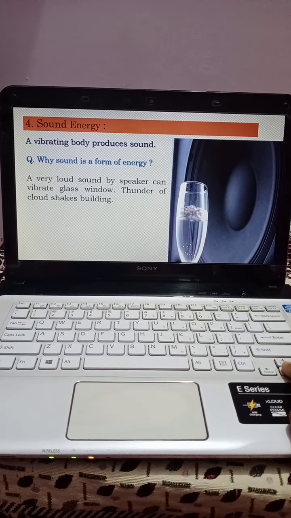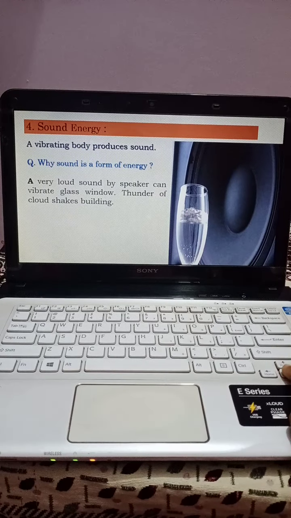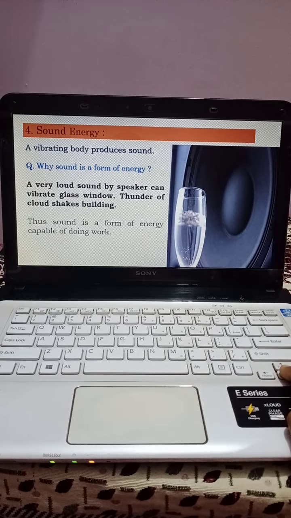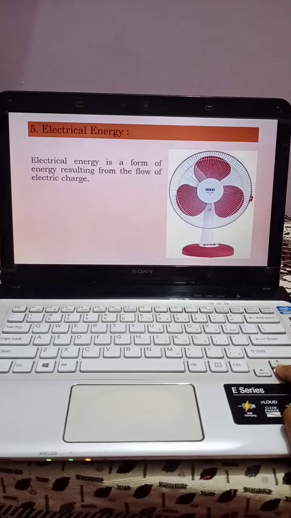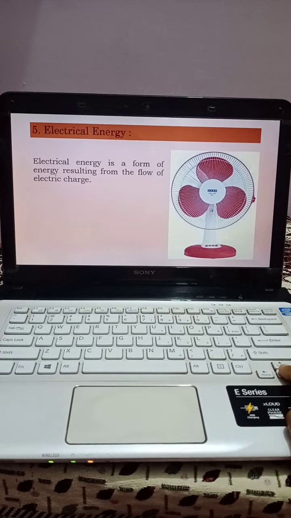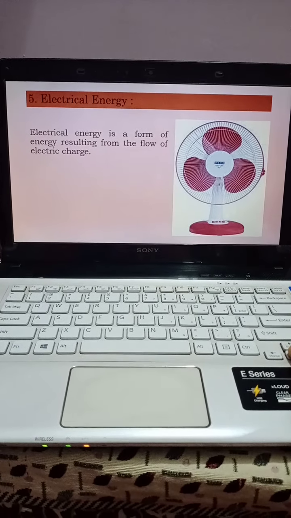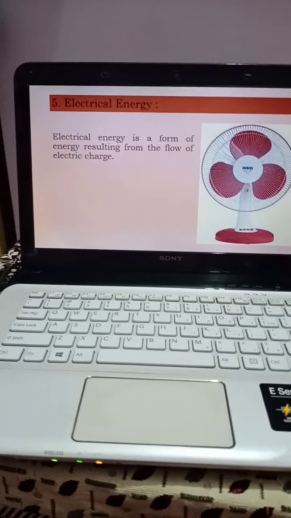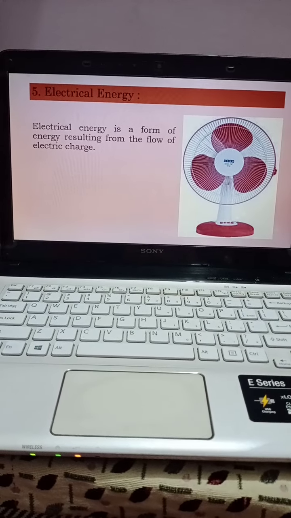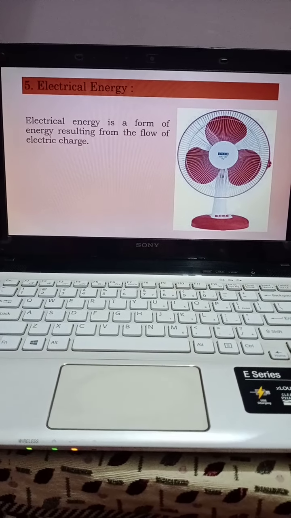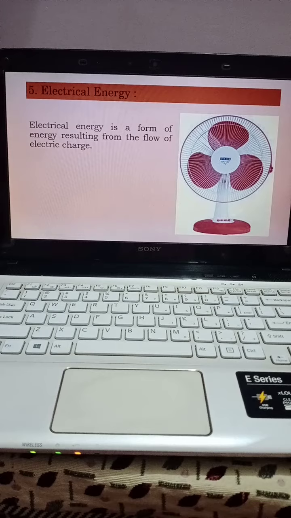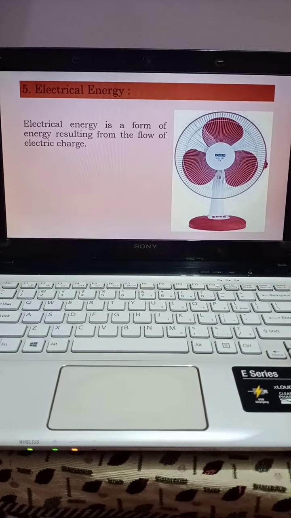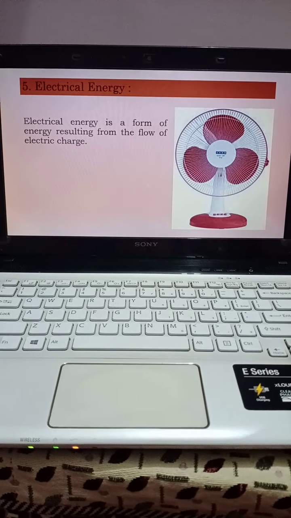Next example we are going to see is electrical energy. What is electrical energy? Electrical energy is a form of energy resulting from the flow of electric charge. Here you have an example of a fan which runs with the help of electrical energy.